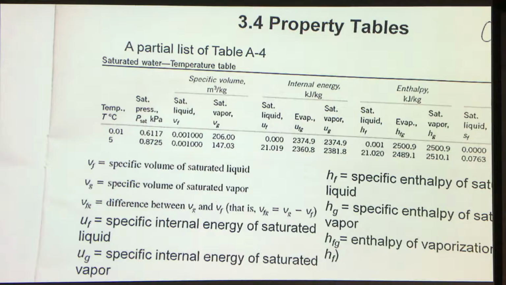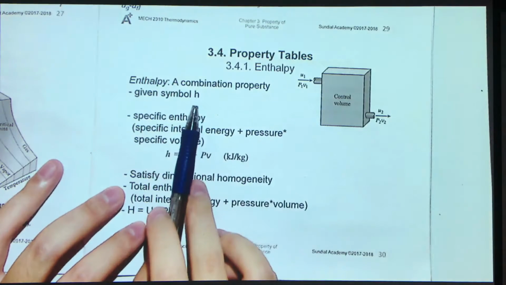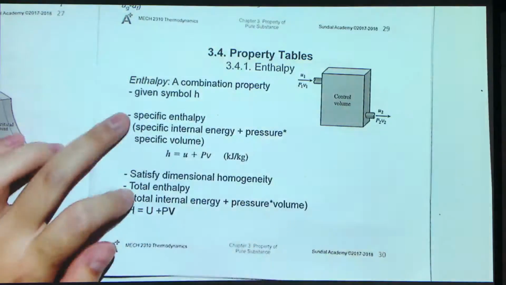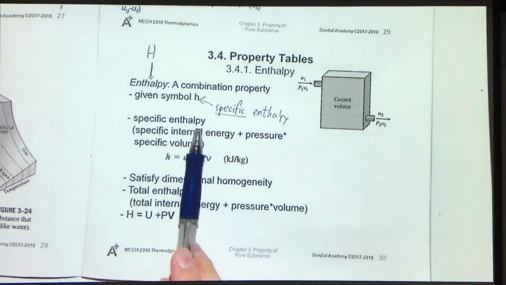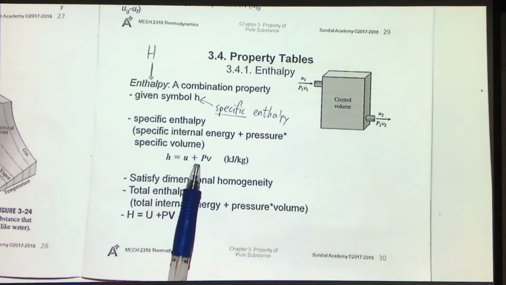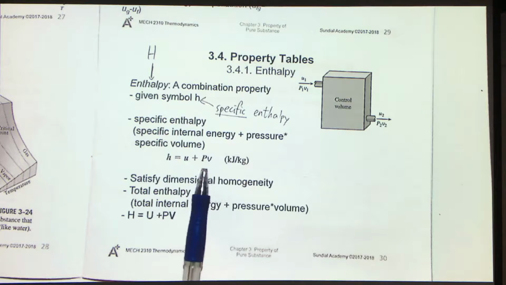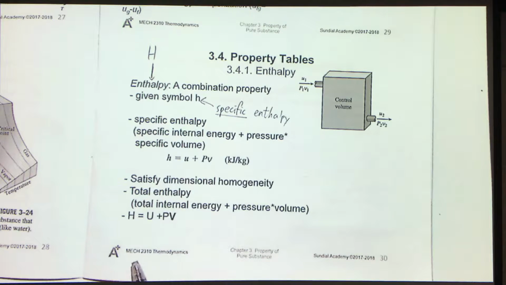But what is enthalpy? Enthalpy is a combinational property. We have a symbol h to represent it. This small letter h is for specific enthalpy. For the original enthalpy it should be capital H. So by definition, the specific enthalpy is equal to the specific internal energy plus pressure times the specific volume. Note that this v is small letter v. This Pv, P times v, you should have seen in the previous chapter. This is what we call the flow work. And you can also check that it actually satisfies the dimensional homogeneity. If you want to show that, you just treat it as an exercise.